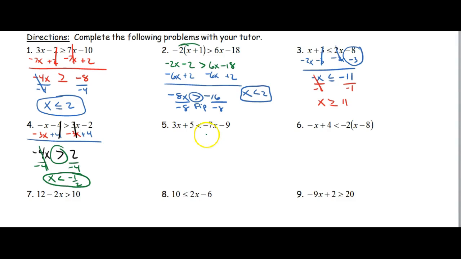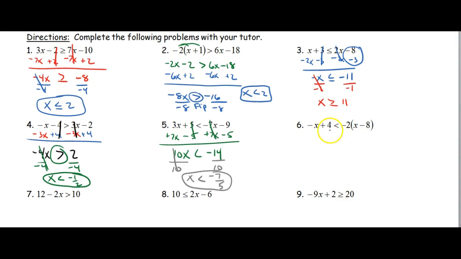Okay? Number 5. I'm going to move my variables to the left by adding 7x. My constants to the right by subtracting 5. 3x plus 7x gives me 10x. The 5's eliminate. Less than negative 9 minus 5 is negative 14. Well, to get rid of the 10, I have to divide by positive 10. Since I divide by a positive, I do not flip that inequality sign. But I can go ahead and reduce negative 14 over 10, which would give me negative 7 over 5. Remember, I only flip it when I divide by a negative.